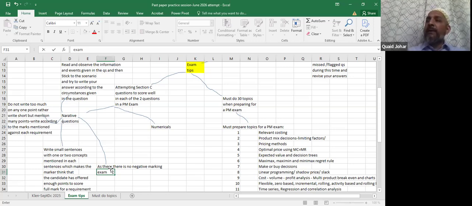Even if you don't know a complete requirement, you don't know exactly what you have to write, just guess an answer. Use your common sense and try to write something which you know at that time in the exam, right? So that if it gets right, you will get marks. If not right, then you won't get marks. But suppose it gets right, then what? Just imagine. You will get some easy marks. Then you're reducing your chances of getting failed, right?